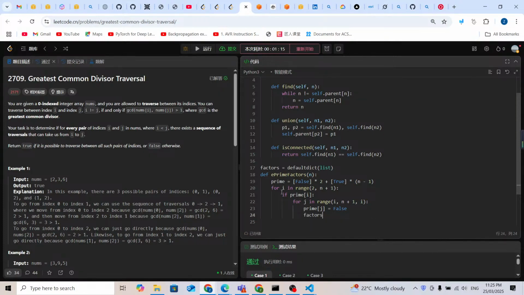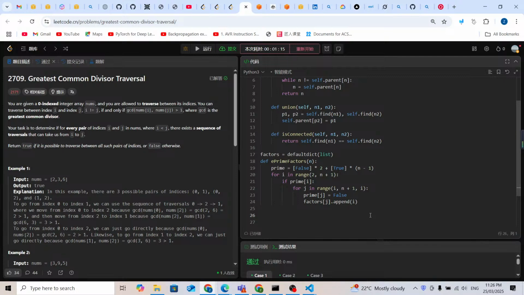here we need to use the factors. The factors[j] gonna append i. So for example, let's say factors[6]. So if j equals 6, this means definitely 6 is gonna append 2, and 6 is gonna append 3, and 6 is gonna append 6. So if you don't believe it, let's just check what is the factors, right? So we're gonna call e_prime_factors.